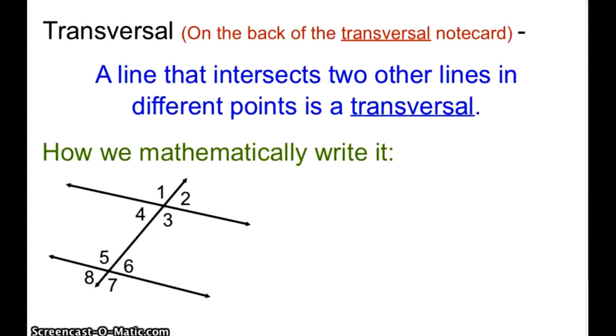Your next note card is transversal. On the back of it, write: a line that intersects two other lines at different points is a transversal. So in this picture, the only thing that you need to know is that this line right here is the transversal because it's intersecting two lines. These two lines are parallel, but a transversal does not have to intersect parallel lines, it just has to intersect two lines.